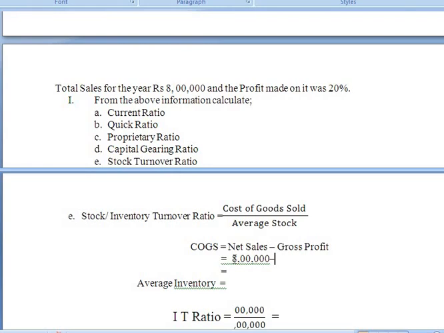Okay, minus profit. Now how much is the profit? Read the next sentence here: and the profit made on it was 20%. Net sales minus gross profit, we get cost of goods sold, and we don't know the amount of gross profit, we know the percentage. 20% of 8 lakh will be the gross profit. So 20% of 8 lakh, how much? 1,60,000. Am I right? In the bracket we will show the calculation.